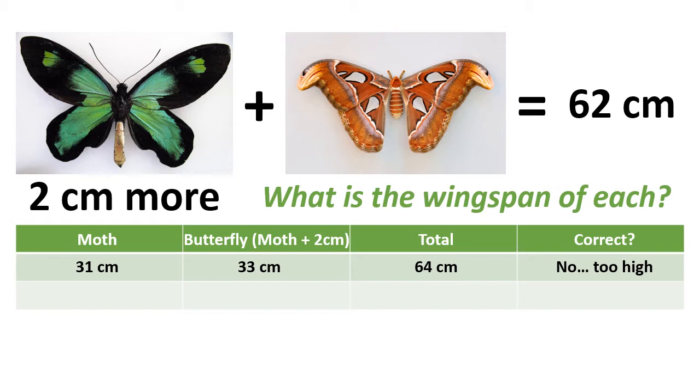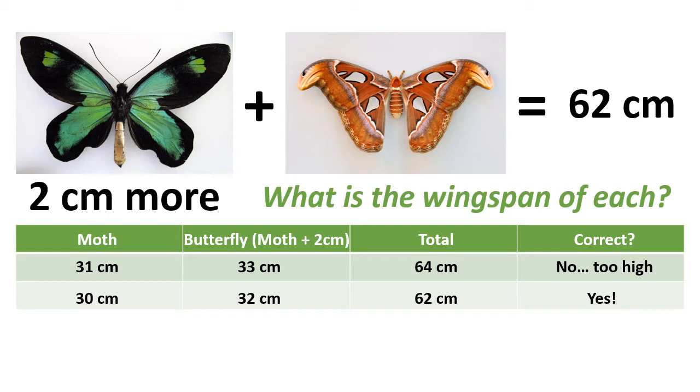So that's why they call this guess and check. My first guess is wrong, so I'm going to guess again. For my next guess, I will start with a lesser number. Let's say 30 centimeters. If the moth's wingspan is 30 centimeters, and the butterfly's wingspan is 2 centimeters more, then the butterfly's wingspan will be 32 centimeters. So now the total that we have is 30 plus 32, which equals 62 centimeters. Is that correct? Yes, 62 centimeters is the total we were looking for.